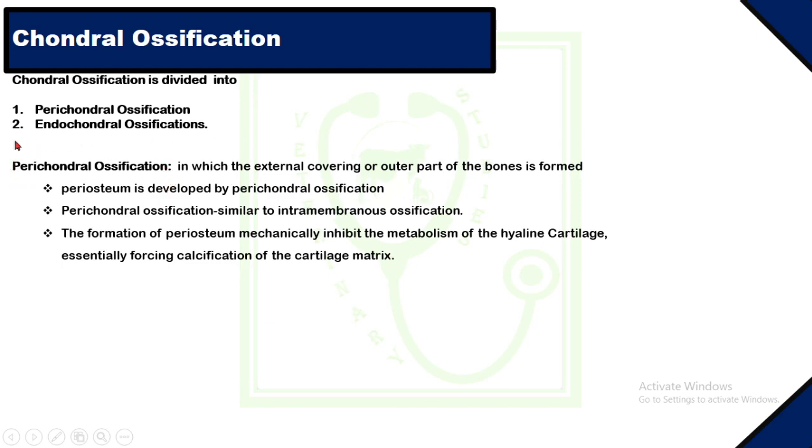In perichondral ossification, the external covering or outer parts of the bones are formed, which means the periosteum is developed by perichondral ossification. Perichondral ossification is similar to intramembranous ossification, which means the process of bone formation by the two is similar. The formation of periosteum mechanically inhibits the metabolism of the hyaline cartilage, which is the precursor of long bone, essentially forcing calcification of the cartilage matrix.